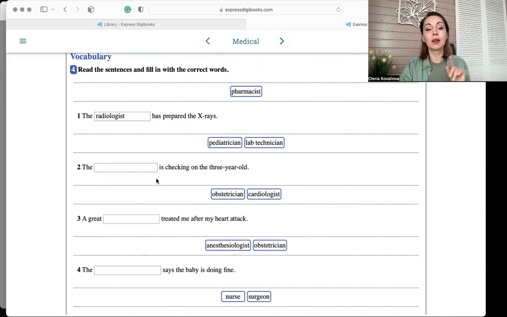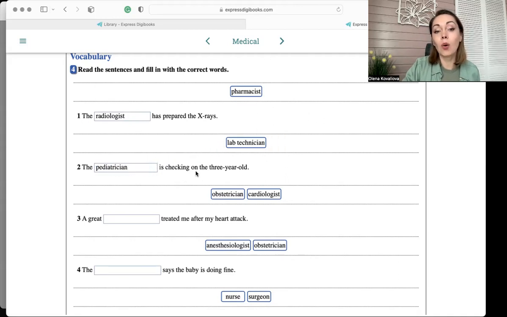The next, the blank is checking on a 3-year-old. Check on, very good word combination. Check on means to look at and try to find out any kind of signs or symptoms of maybe some disorders or problems in development, because we are talking about a child, right? So that's our pediatrician. Check on, перевірка. I tried to give you the description in English, but if you need the translation, I told you.